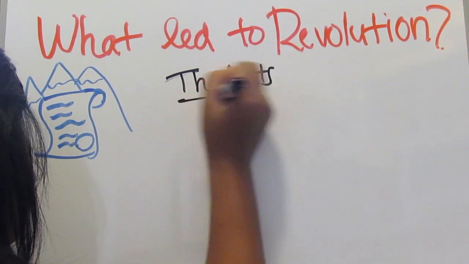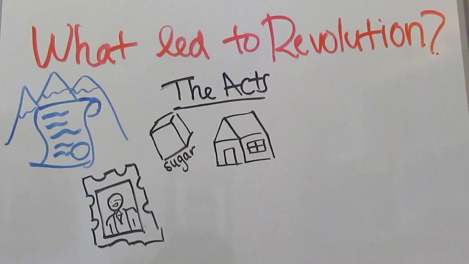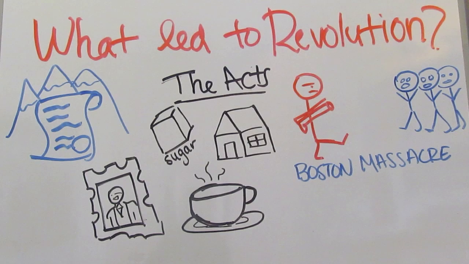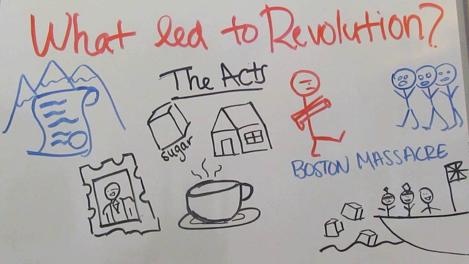There were also the acts, like the Sugar Act, the Quartering Act, the Stamp Act, the Tea Act, and later the Boston Massacre, and even later the Boston Tea Party. But I'm sure Garachi will cover all of this, so let's move on.